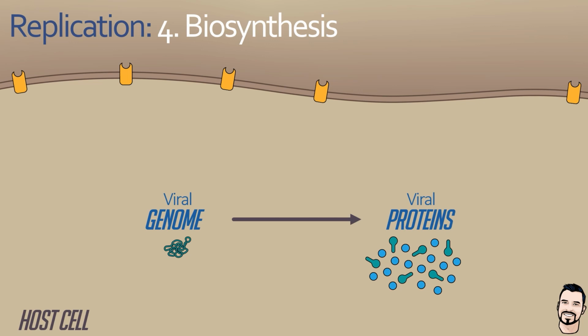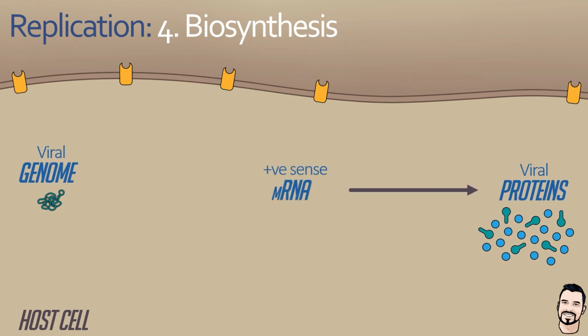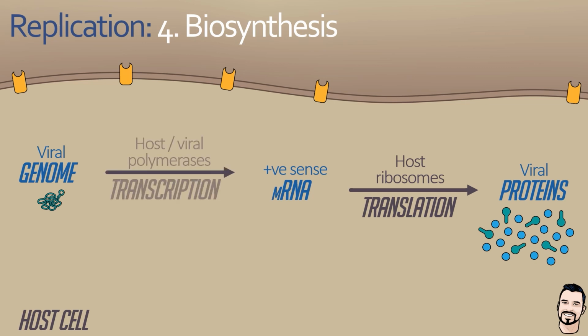Now if we do look at this in a little more detail, viral proteins are created using positive sense viral messenger RNA using host ribosomes and the process of translation. However, in order to get to this point, the viral genome needs to, at least in some cases, depending on the type of virus, undergo transcription using viral or host polymerases. And so in doing this, it completes part of the biosynthesis process and allows the production of things like the viral nucleocapsid and various other viral proteins.